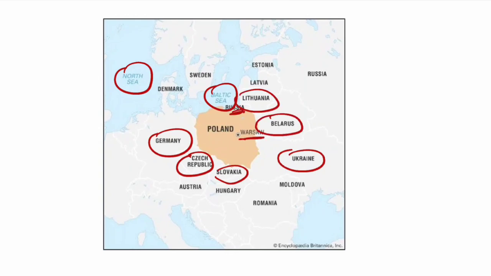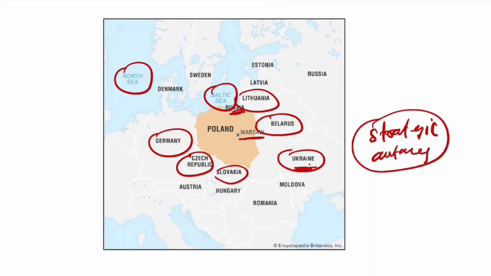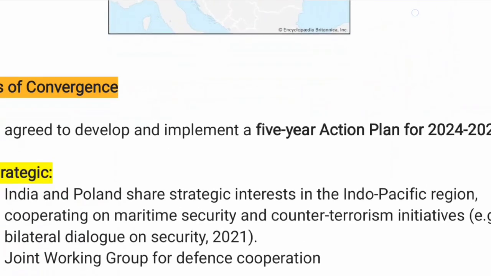Its capital is Warsaw. Ukraine is in eastern part, and you know that there is conflict between the Russia and Ukraine, and this visit become very significant, especially from the strategic autonomy part of India's strategy of strategic autonomy.